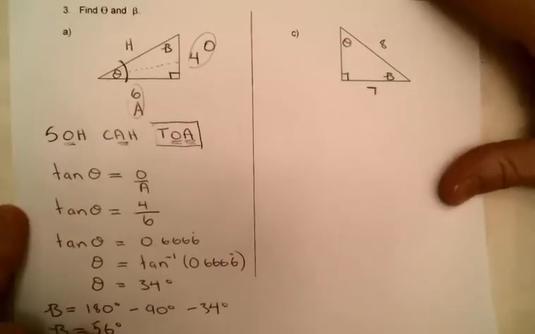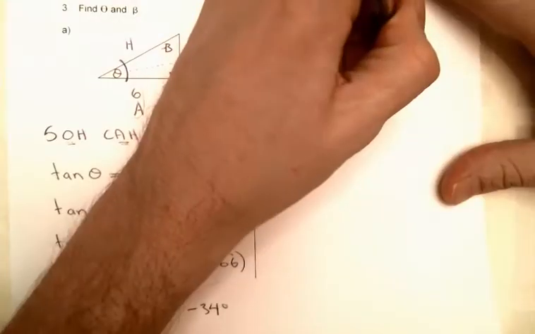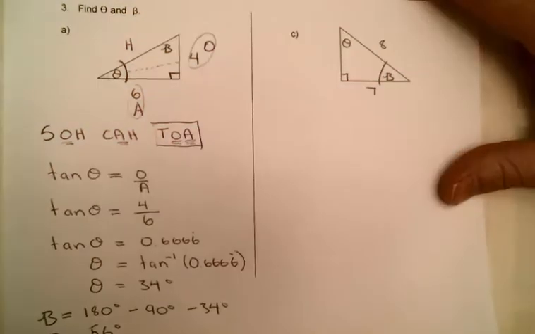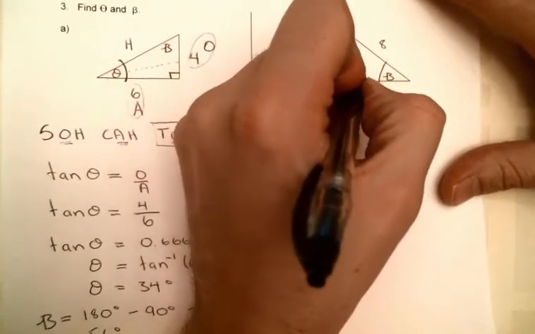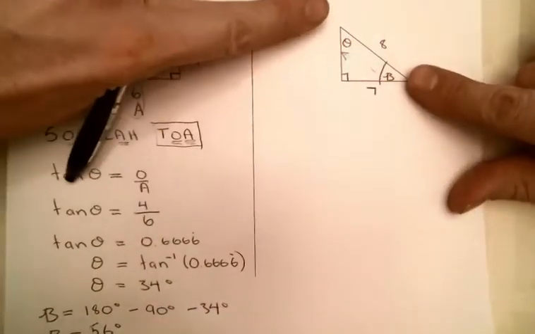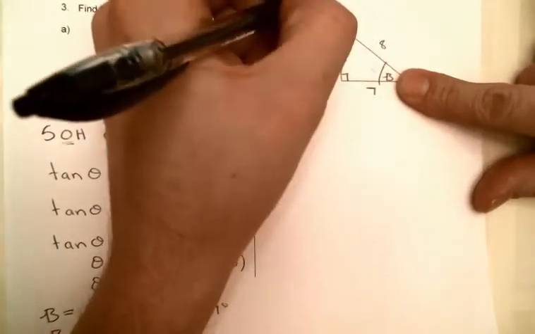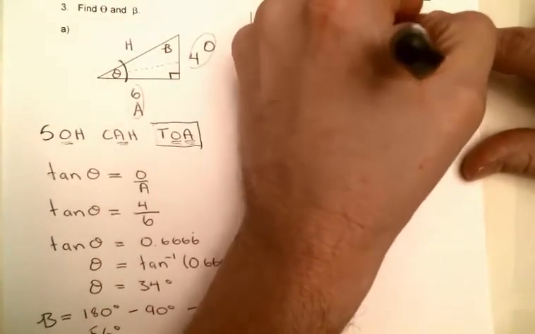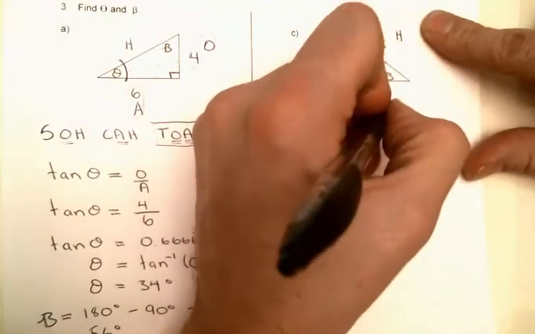Let's try 3C. 3C, okay, we got to find theta and beta. This time I'm going to start with beta, and I'm going to work out my references. So this side here, again, it's sort of like who is opposing beta, who's his opposite, which two goalies are facing each other. One goalie's here and the other goalie's over there. That's the opposite. Okay? 8 would be the hypotenuse. It is the longest side. It is across from 90 degrees, which leaves this to be adjacent.